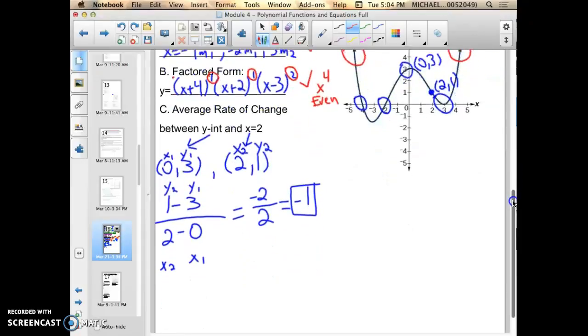And then finally, my average rate of change. I've identified my y-intercept here, and I've identified the points at x equals 2. I've come up with my y2, y1, x2, x1. I've input it into the formula. I've done the math here, and finally I arrive at this answer. So, if you've gotten something different than what I've gotten in this problem, please raise your hand so I can come check your work.